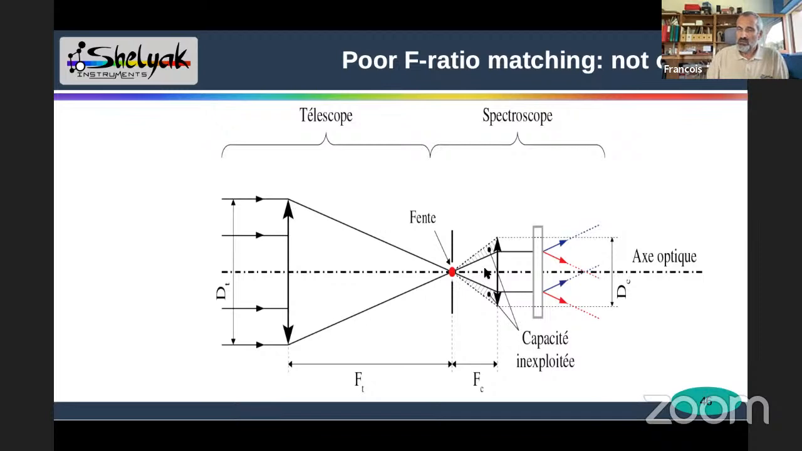So in this case, the good news is that you are not losing any light. So 100% of the light coming from the telescope will go into the spectroscope. Okay, and we can say, it's much better than the case before. Yes, but in fact, there is another problem, which is you are not using the whole capability of the spectroscope. In the previous cases, you were not using the whole capability of the telescope. Now this is the capability of the spectroscope.